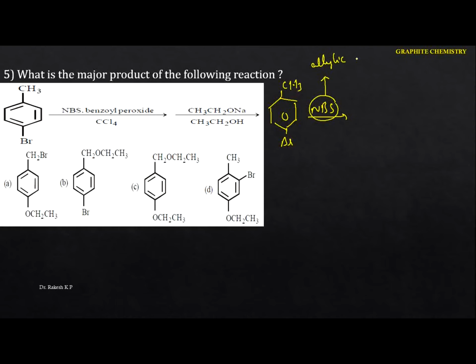So this is very important. This is the allylic substitution you are going to get. In the first product, what you are going to get is the CH2Br. NBS is nothing but N-bromosuccinimide. We got this product here. And the next thing is what? Let me take this one.